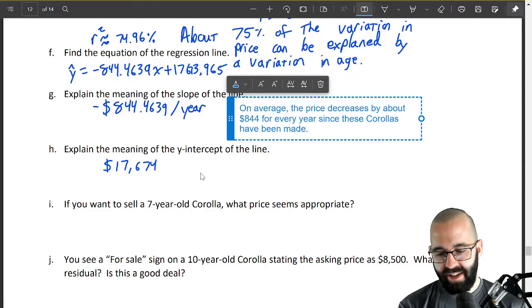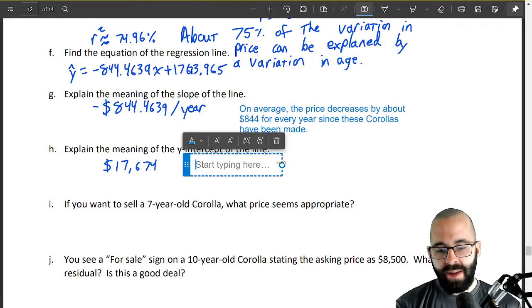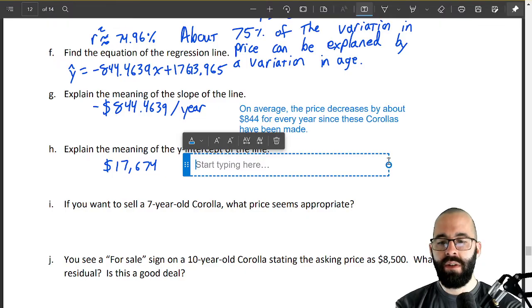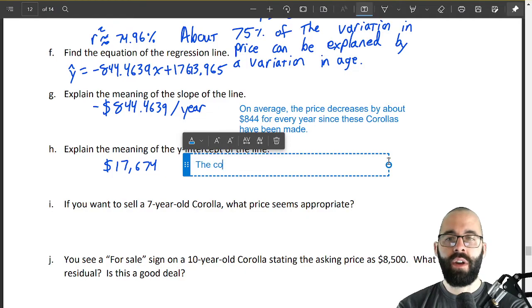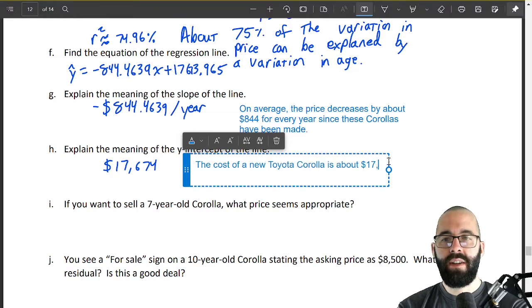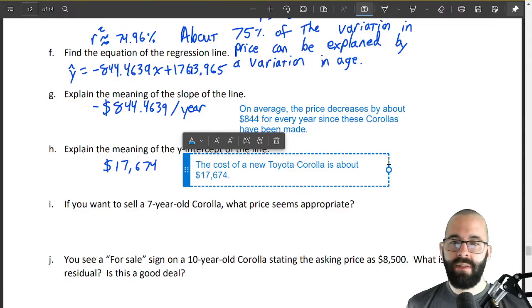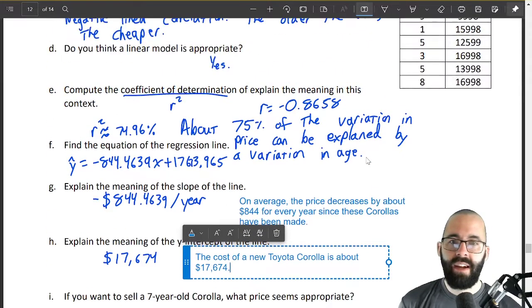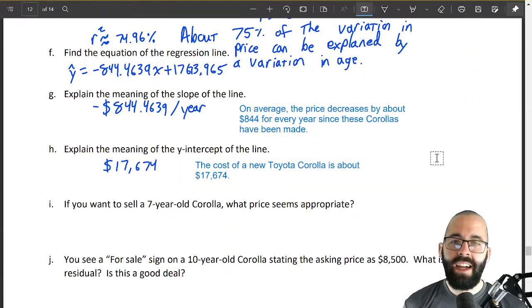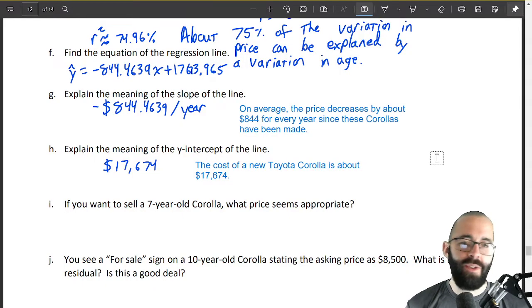And then we could do something very similar for the y-intercept. Y-intercept is when x is equal to 0. So the cost of a new Toyota Corolla is about $17,674, given this data. I don't know when this data was recorded. I don't know the cost of new Toyota Corollas either, but that's what the model is saying.